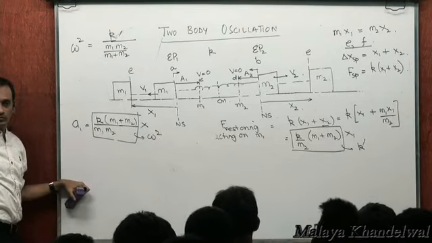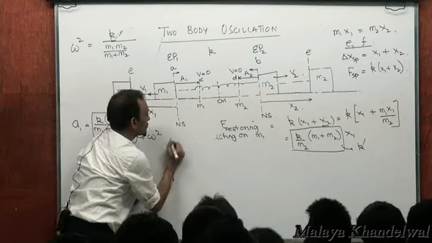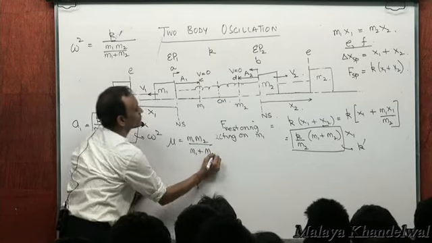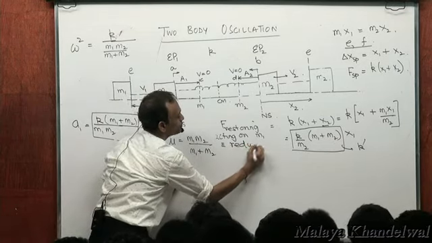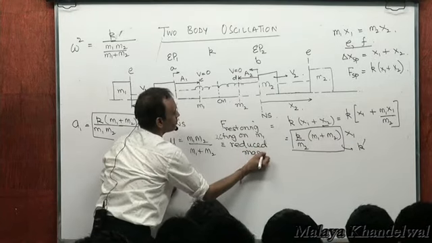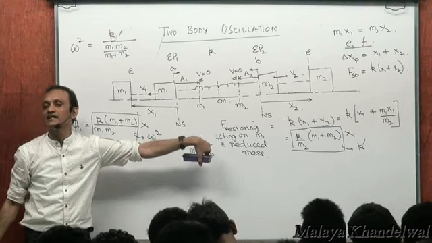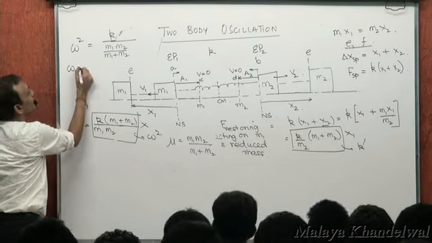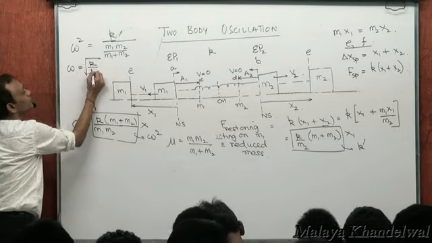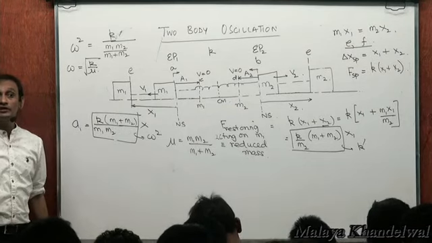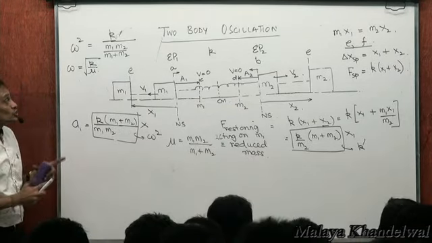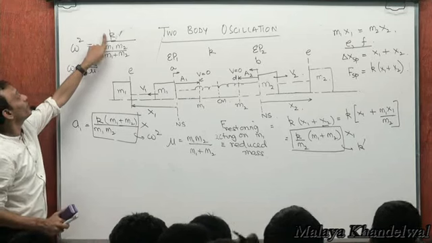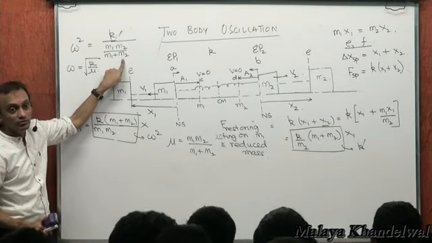Yes or no? Conventionally M1 M2 by M1 plus M2 is called the reduced mass of the system, mu. Realize that it's less than M1 as well as less than M2. So it's a reduced mass for the system. So omega squared, omega would be root K by mu, where mu is the reduced mass of the system. So M1 executes simple harmonic motion with omega equal to root K by M1 M2 by M1 plus M2.